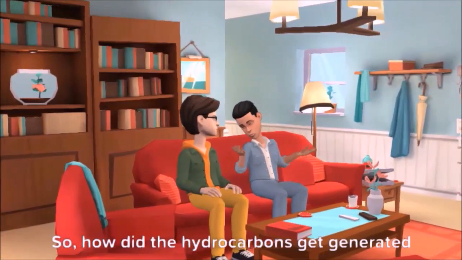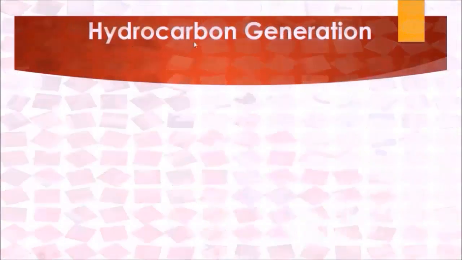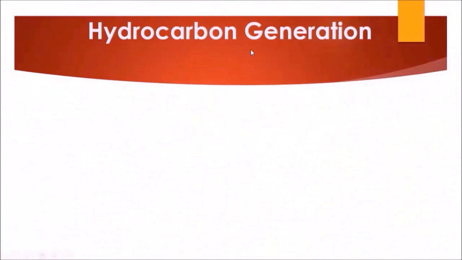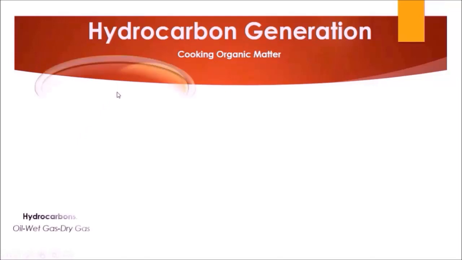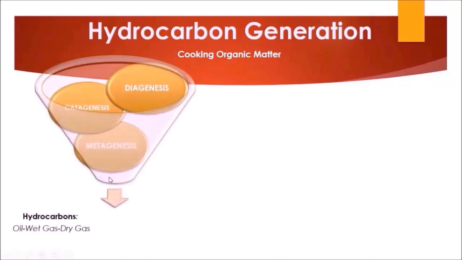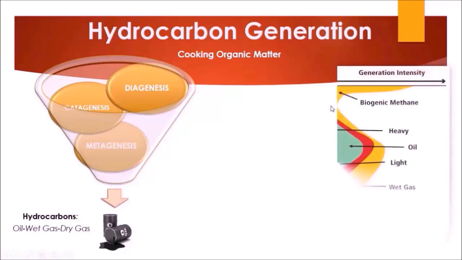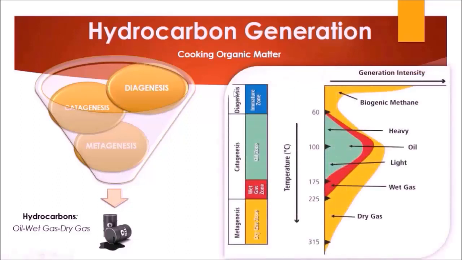So, how did the hydrocarbons get generated into shale? Hydrocarbon generation involves burial of organic matter into sedimentary rocks which are then subjected to immense heat and pressure. Consequently, the organic matter gets converted into crude oil, natural gas and carbon. It occurs in 3 successive stages: diagenesis, catagenesis and metagenesis.